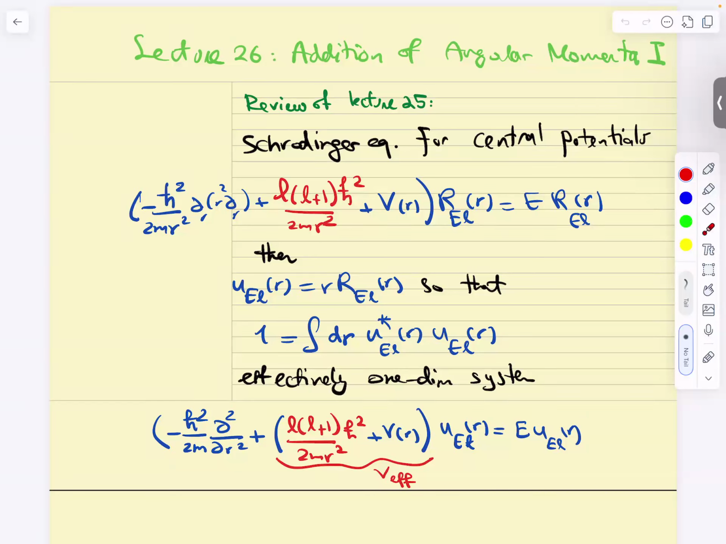But to make it really one-dimensional looking, we have to make a change of variables, multiplying this function by r and defining a function u. Why do we do that? Because if you look at the orthogonality condition for this R, you will have to integrate R star R on the surface of a sphere, which is dr 4 pi r squared. But using this change of variables, it is just dr. This is properly normalized, as you would expect from a one-dimensional problem. So it's just a convenient change of variables. There's nothing profound about it.